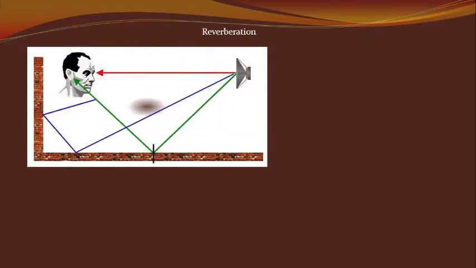If you are going to define reverberation, reverberation is the collection of reflected sound from the surface of walls, floors, and ceilings of a room. The time for which reverberation persists is called reverberation time.